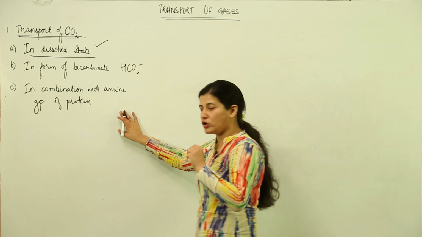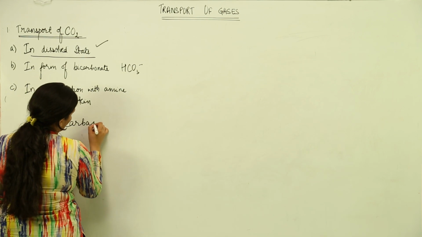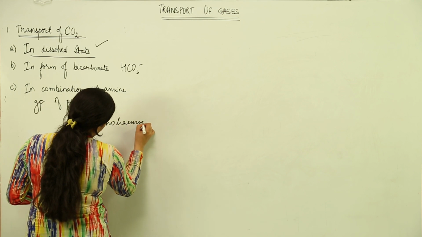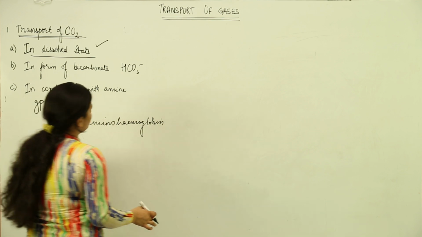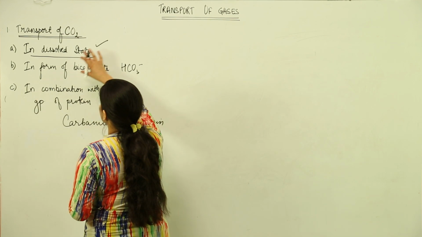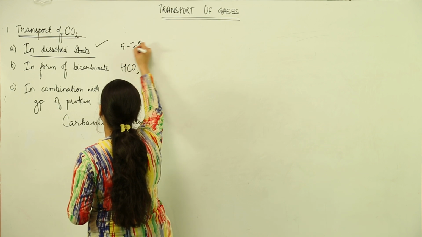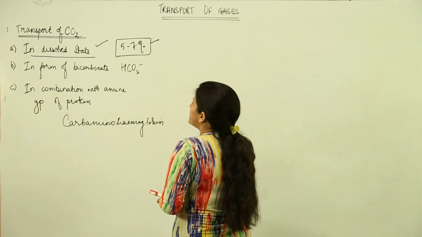Which protein? Hemoglobin. So, over here we are talking about carbaminohemoglobin that would be formed in the blood itself. So, individually we are going to take each one of these. In the dissolved state, as much as 5 to 7% of carbon dioxide would be transported in the dissolved state.